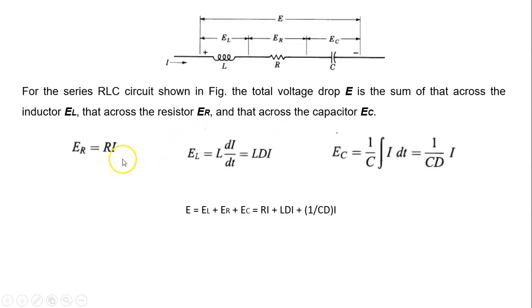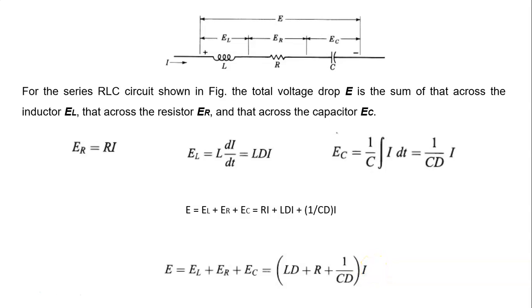Substituting these values of ER, EL and EC in this equation, we get E is equal to R I plus L D I plus 1 upon C D into I. Now, taking I common, we get E is equal to EL plus ER plus EC is equal to L D plus R plus 1 upon C D into I. We have taken the current I as common.